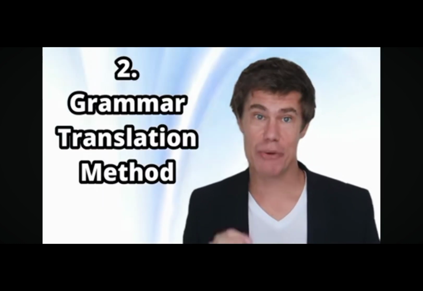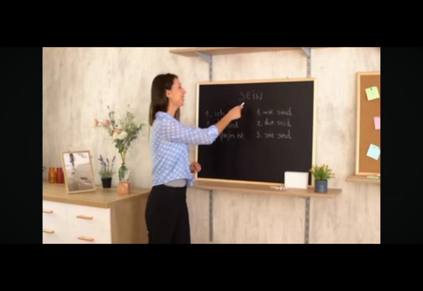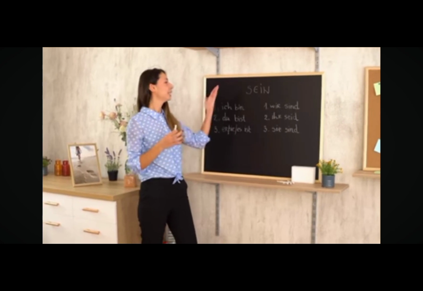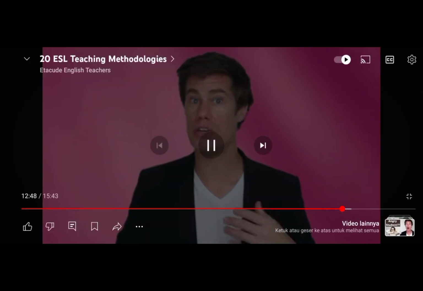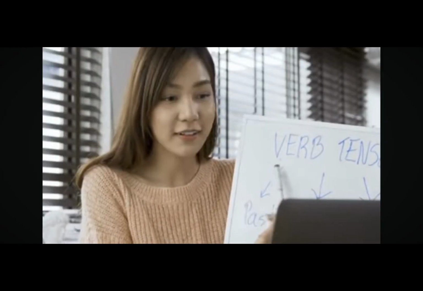The grammar translation method, a traditional pedagogical approach, places a heavy emphasis on the explicit teaching of grammar rules and the translation of text between the target language and the native language. In this method, learners often engage in activities such as translating sentences and passages, dissecting grammatical structures, and memorizing vocabulary lists. The primary goal is to facilitate the understanding of the structural aspects of the language, using texts such as newspaper articles or literature to identify and understand grammar rules in practical use.